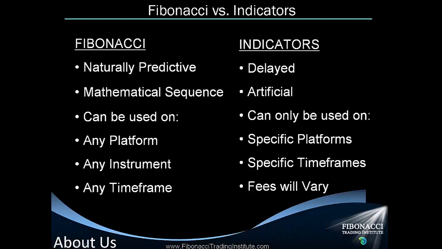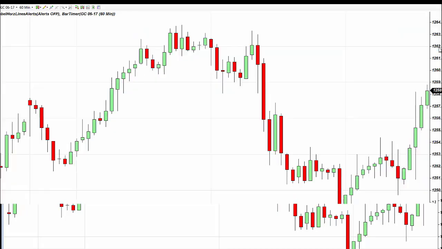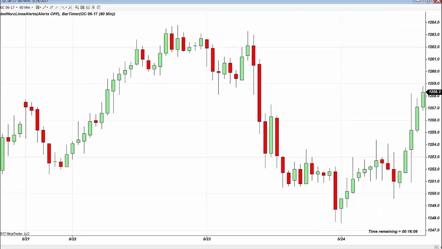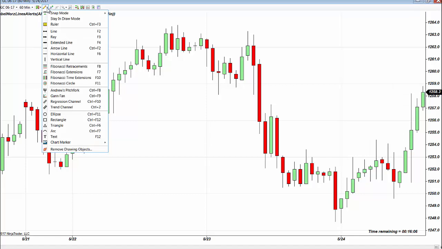whatsoever. If you take a look on any platform, you will see very, very clearly Fibonacci not posted under indicators. Fibonacci is entirely separate. But putting Fibonacci on your chart randomly will never work. Knowing how to use Fibonacci, knowing where to enter, knowing where to exit is key.